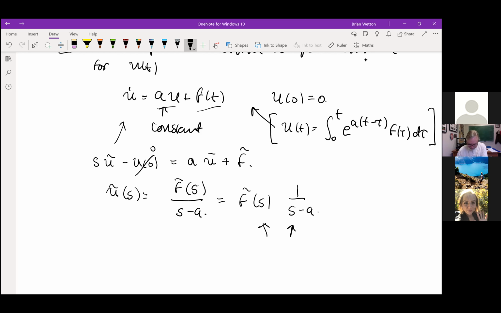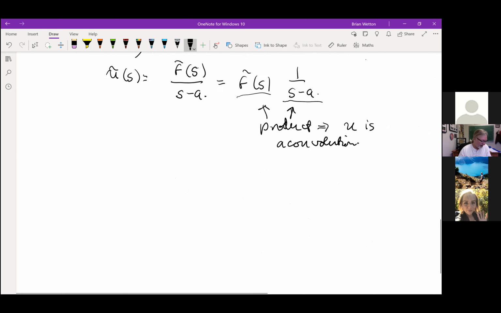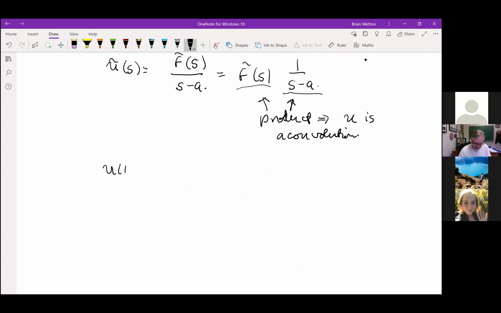So it's a product, which means u is a convolution. It's a convolution of the data with the inverse transform of 1 over s minus a, which I know is e to the at. And so I get u of t as a convolution. All right, same formula we had before. So this is another way to derive it.